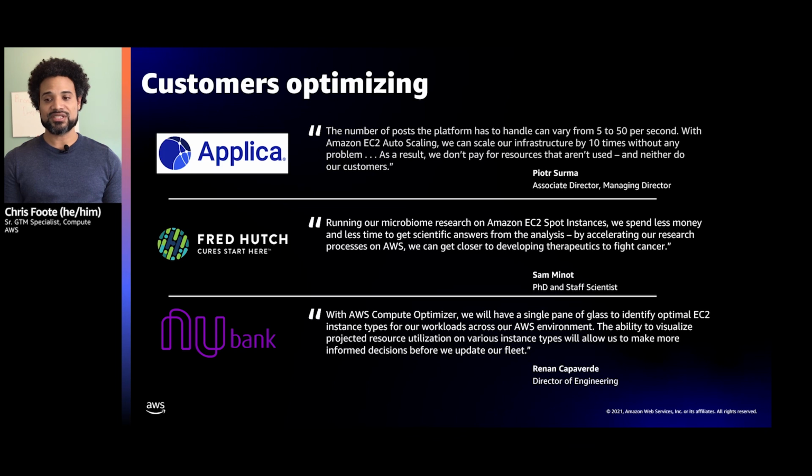Fred Hutch leverages EC2 Spot instances for their microbiome research. And through Spot, they save money and it takes less time to get scientific answers. Fred Hutch is leveraging Spot and auto scaling to fight cancer. And Nubank leverages Compute Optimizer as their single pane of glass to help make cost optimization and performance optimization recommendations. So this is a small set of customers out of the many that are leveraging these different tools to be successful and optimize across compute and capacity and price.